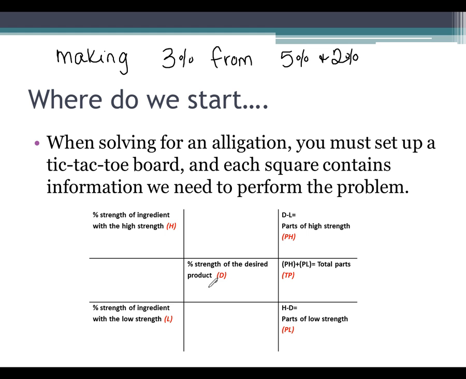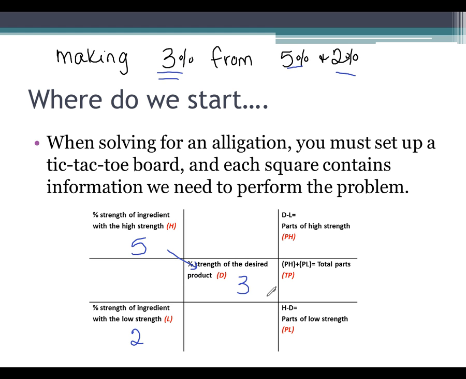If we have a percent strength of our desired product, that's what we're responsible for making. So in this case, it's 3%. I have my two ingredients. One of my ingredients has a higher strength than the other, so my high strength is 5 and my low strength is 2. If you're reading the problem and setting up your tic-tac-toe grid and you ever wonder if you're placing the numbers in the correct boxes, look at the numbers numerically. You're always going to have a high number, a middle number, and a low number. If you put them in the boxes in numerical order from high to low, you will have them in the correct spaces.